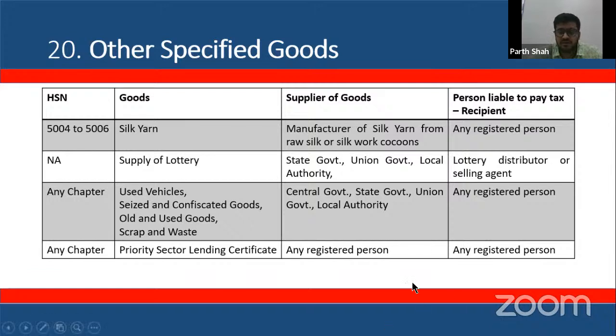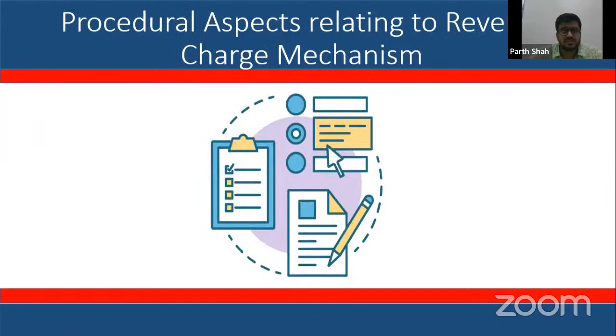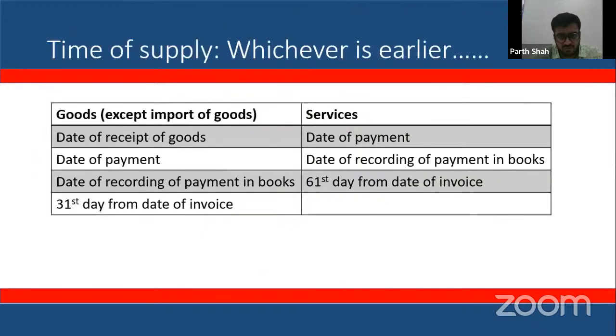With that, we cover all the entries which are specified by the government. Next, what we are going to deal with is certain procedural aspects which govern the reverse charge mechanism that we will discuss. The first one, obviously, is time of supply. When are you required to pay tax? Whenever the question is when you have to pay tax, the government will always say, the earlier the better.